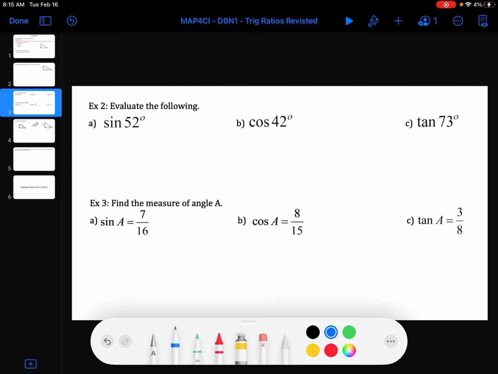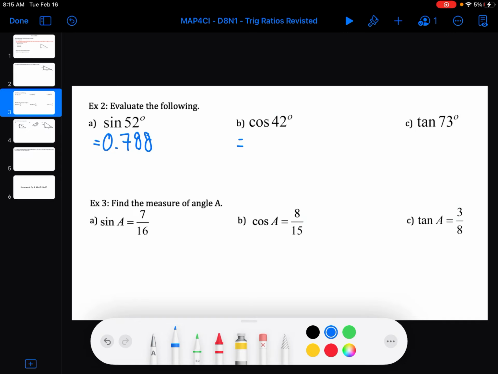Looking here, evaluate the following. So this is just getting used to using your calculator. So you need to first make sure you're in the right form. And you need to be able to get these answers. So depending on your calculator, you're going to push 52 sine or sine 52. You need to be able to do this. If you can't do this, I can't help you. You have to be able to use your calculator. Okay, so now next one.